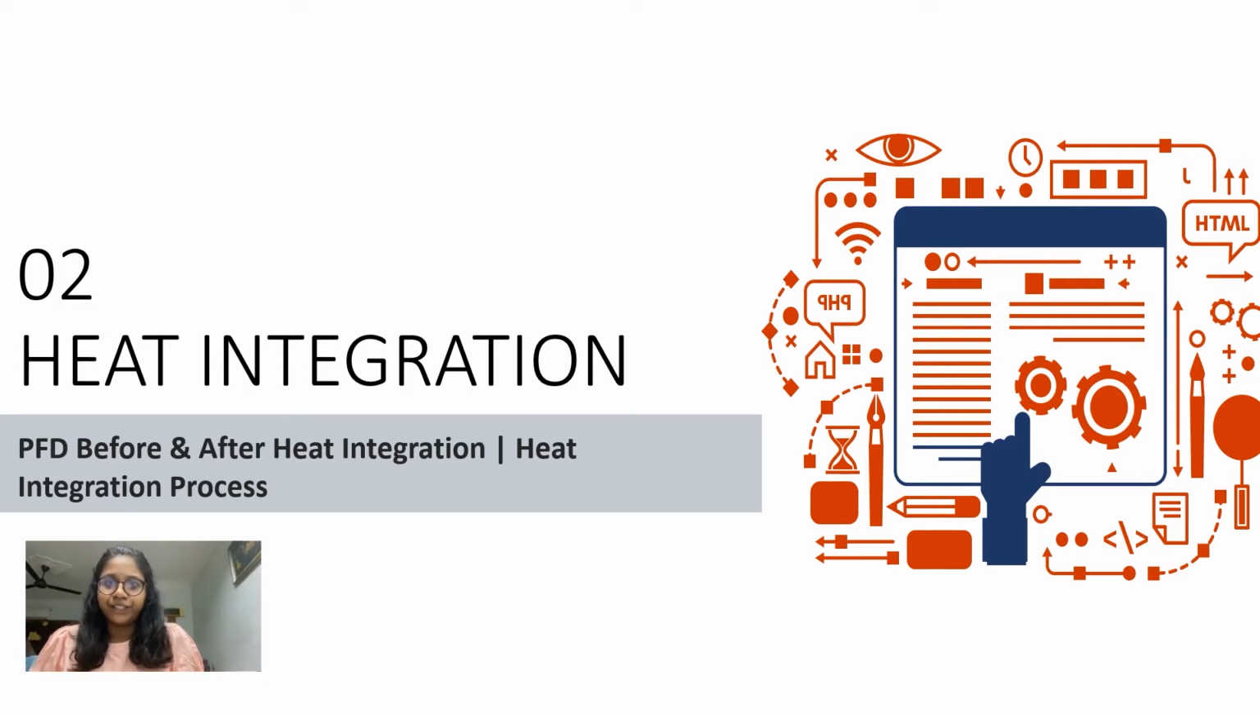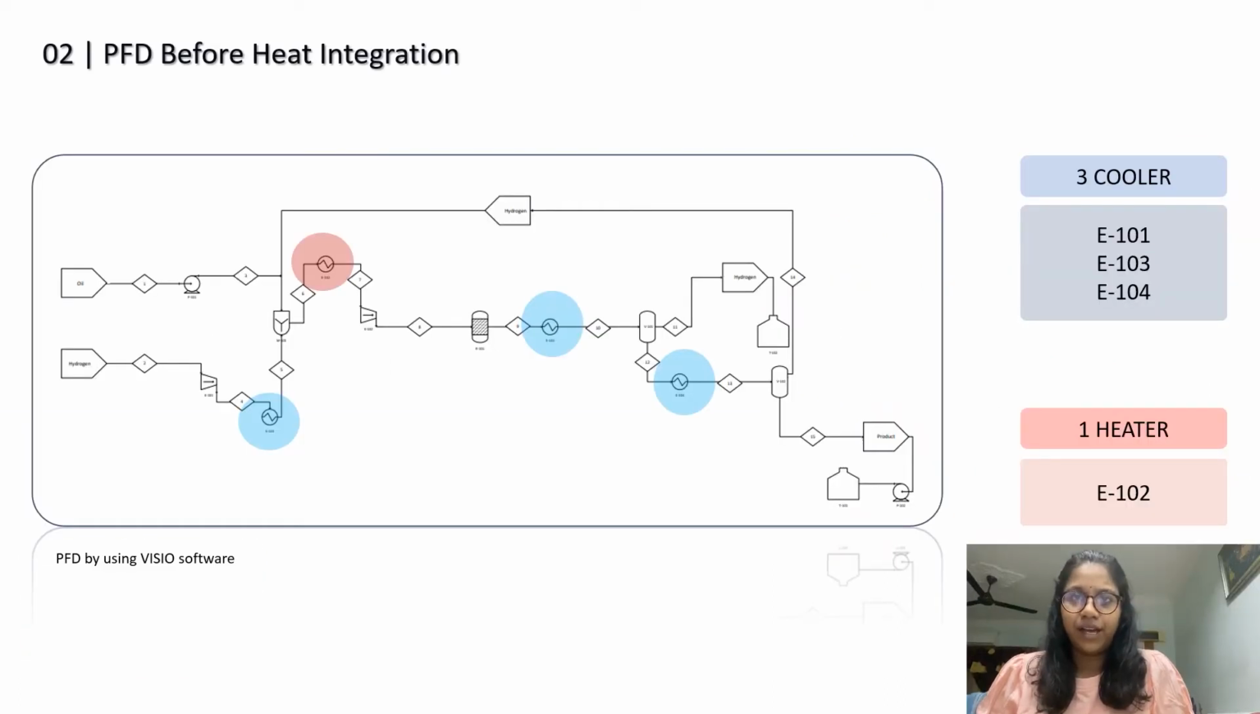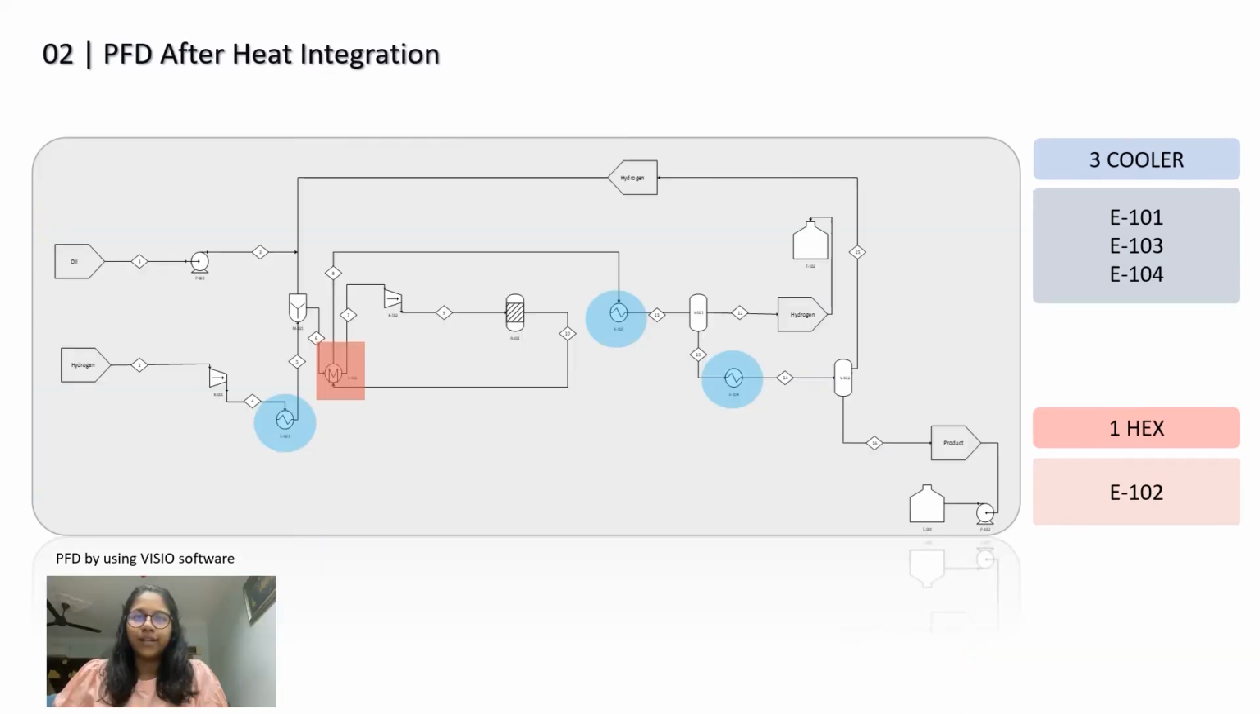Good day, I am Vaishnavi and I will explain chapter 2, which is the heat integration process. As we can see in this slide, this is the PFD before heat integration. There are 3 coolers and 1 heater identified in the process plant. Next, this is the PFD after heat integration is applied. We can see that there are 3 coolers and 1 heat exchanger here, while the heater is not present.